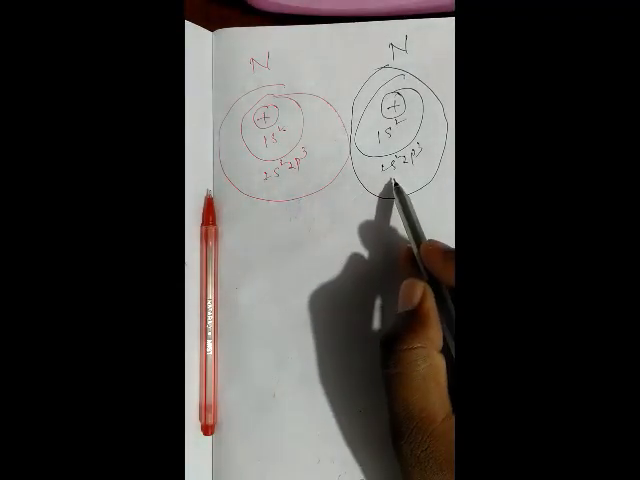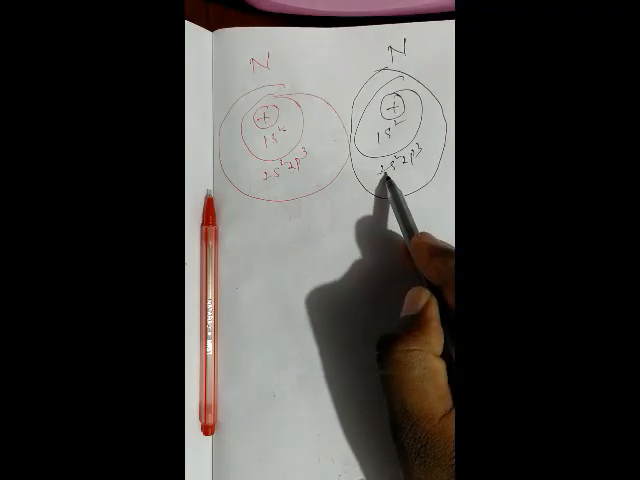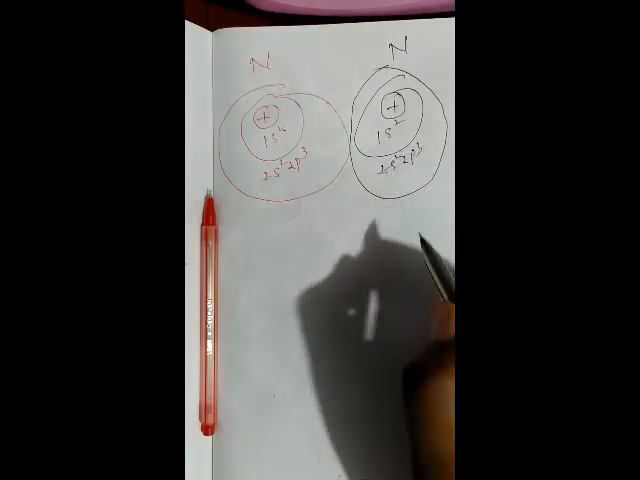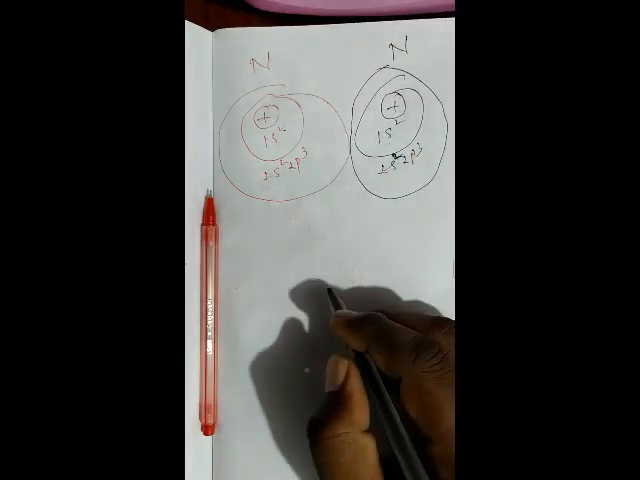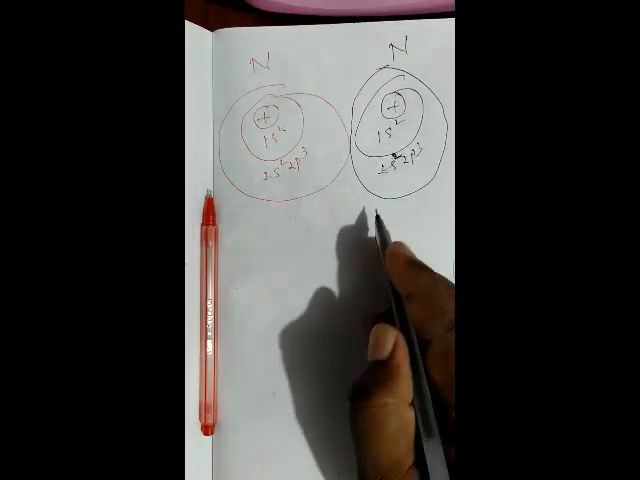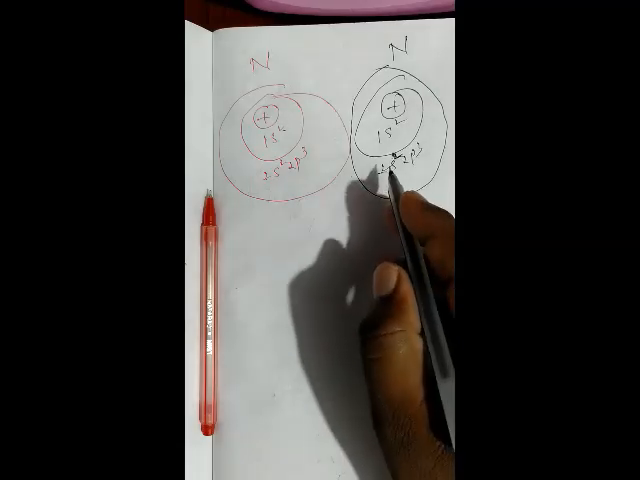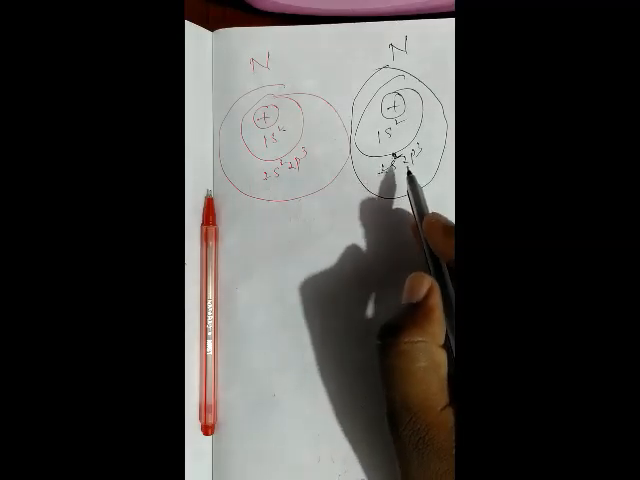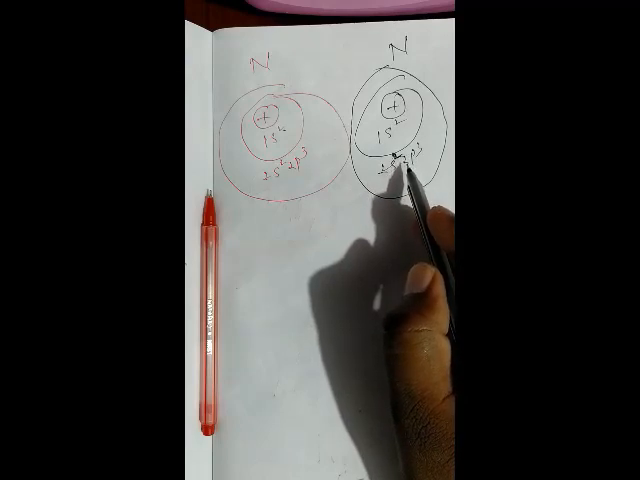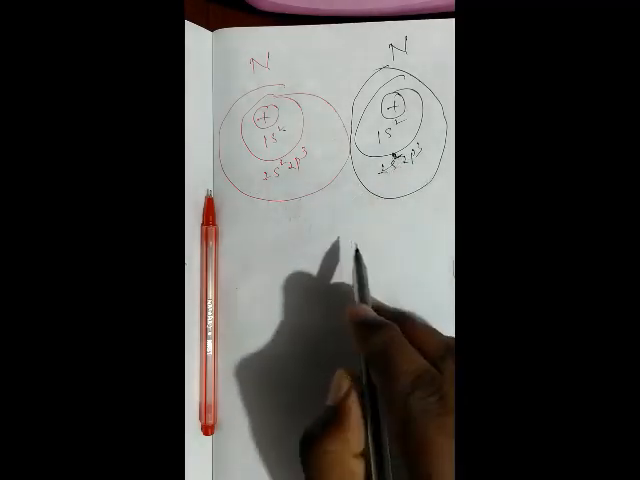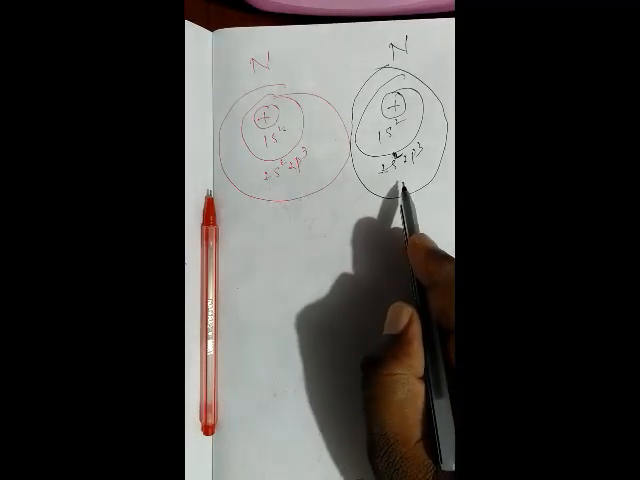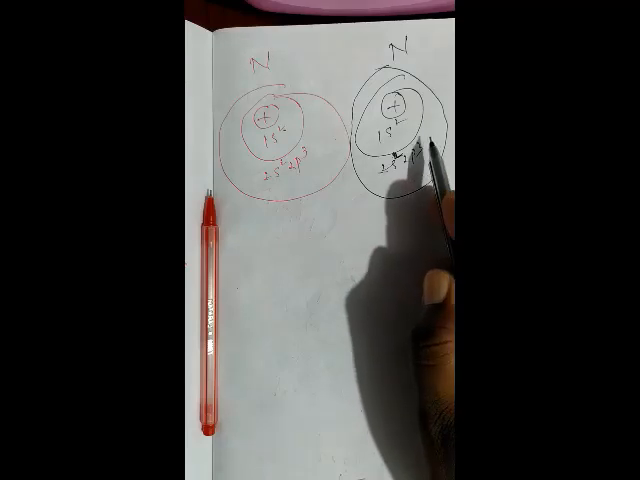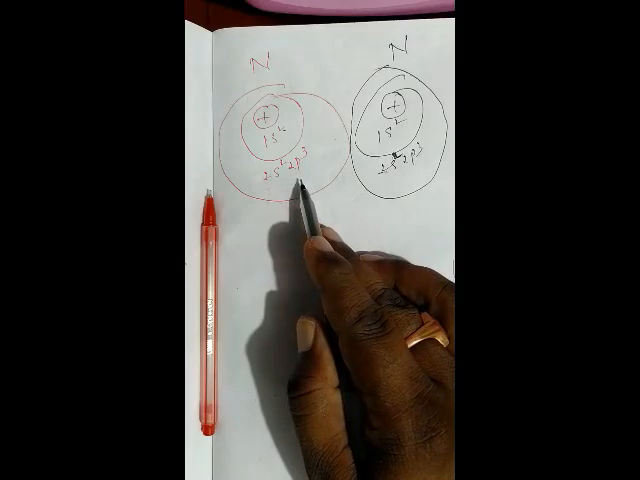Like that, for the second nitrogen atom, the outermost orbit is the second orbit. In the outermost orbit, 2 plus 3, 5 are there. Also in the outermost orbit, 8 is not there, so it is unstable. So for getting stability, this nitrogen atom requires 3 electrons. For example, this nitrogen loses 3 electrons, and those lost 3 electrons are gained by this nitrogen atom. Now this nitrogen atom is converted into stable, but the other remains unstable.